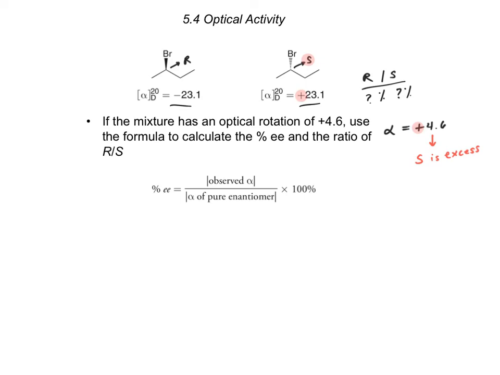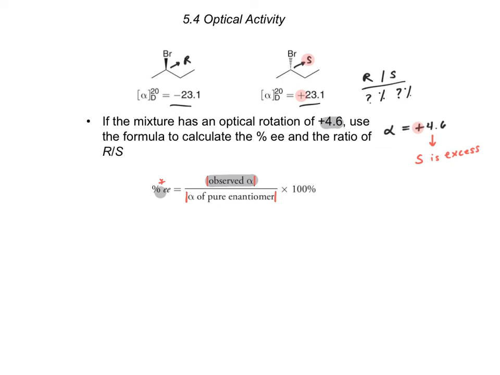And so to answer that, we're going to use the following equation, which is going to allow us to determine this percent enantiomeric excess. So what this states is that we're going to take the observed rotation, which is our 4.6. Note here that this is the absolute value. So to calculate this, we're not going to utilize the signs. Absolute value just means if it's positive or negative, we're just using the magnitude overall. And we're going to divide that by the specific rotation of the pure enantiomer.